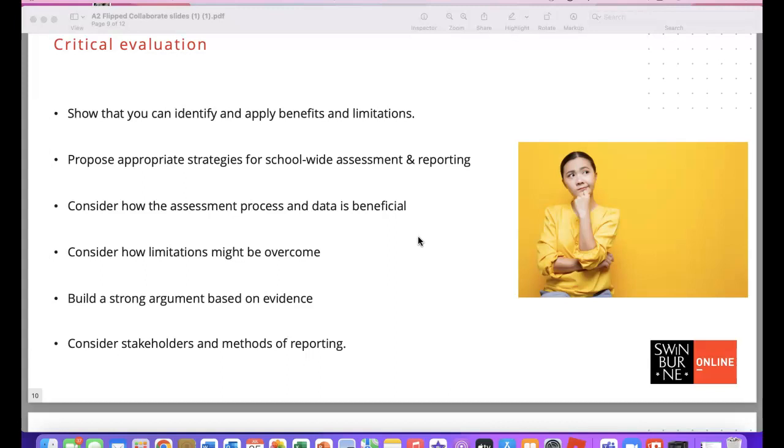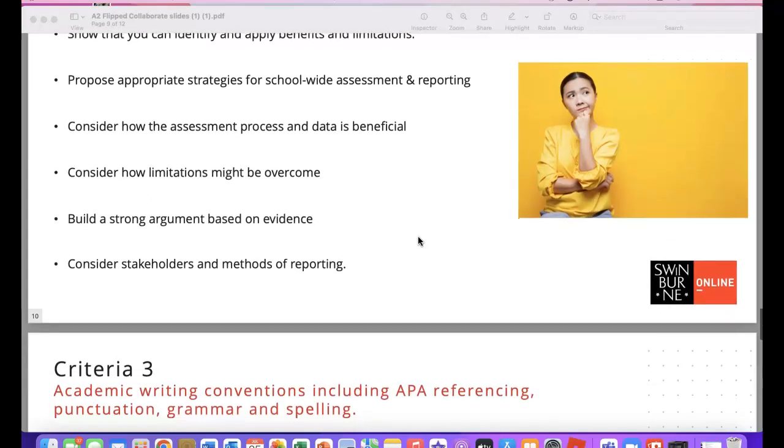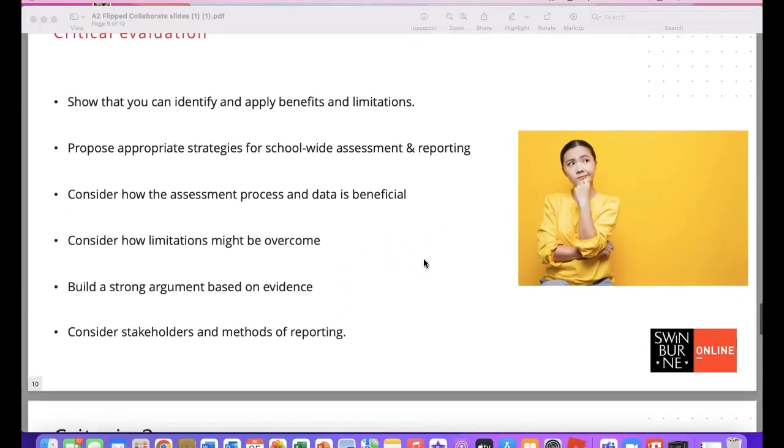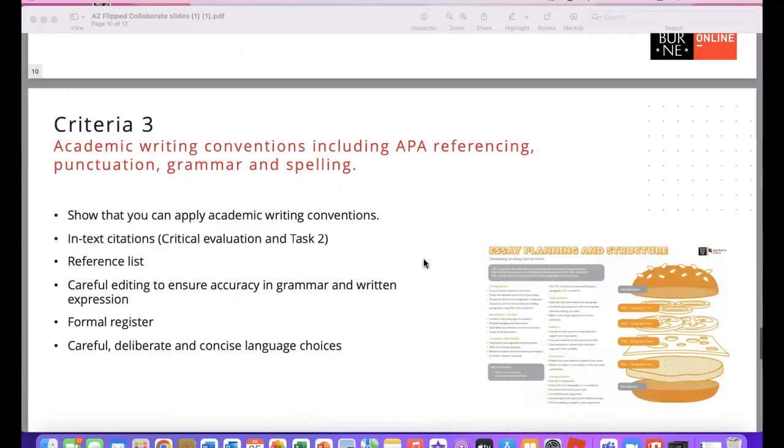deletion of phonemes. Consider how limitations might be overcome. So if you are going to say that a running record does not assess phonemic awareness, and the reading research shows that phonemic awareness is the most important part of early reading data, how could this be overcome? Build a strong argument based on evidence, and you're going to consider all of those stakeholders and methods of reporting. We will give you some more examples of this in your interactive collab.